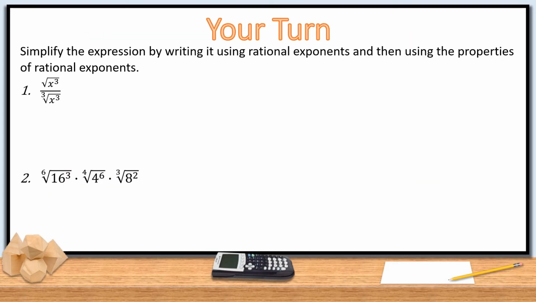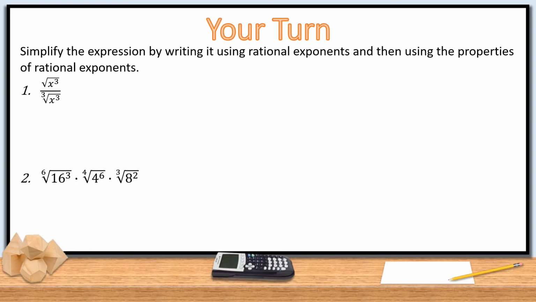All right, your turn again. Just messing around with these radicals, get them into rational exponent form, and then simplify them down, making sure you have those positive exponents when you're done. Question 1 looks very similar to the last one we just did, except there's an x to the power of 3 in there as well. All right, pause the video, come back when you're done, see how you did.